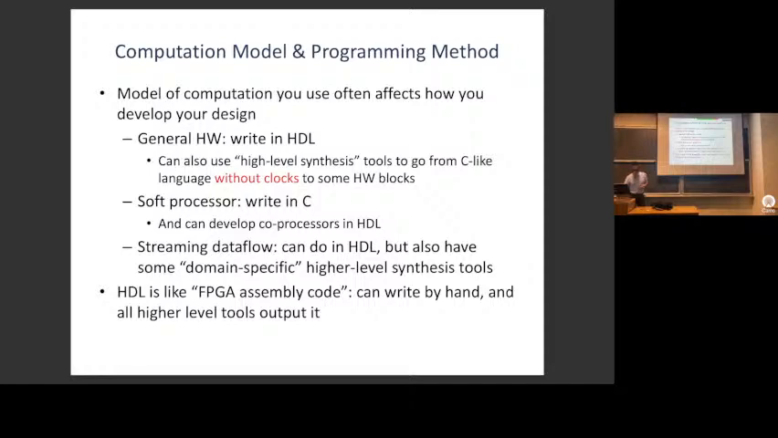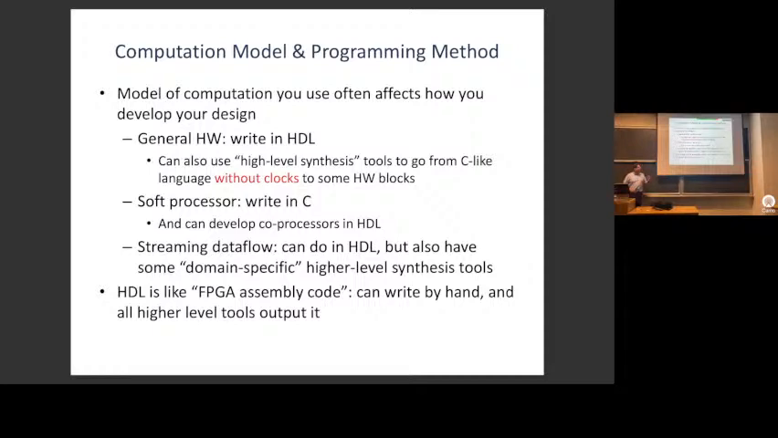Another way you can describe your computation is a soft processor. So for a soft processor, you write in typically C, right? You write in a language that can be compiled into instructions. And then, as we talked about last week, we're commonly adding coprocessors to that. And we can write those coprocessors in a hardware description language.